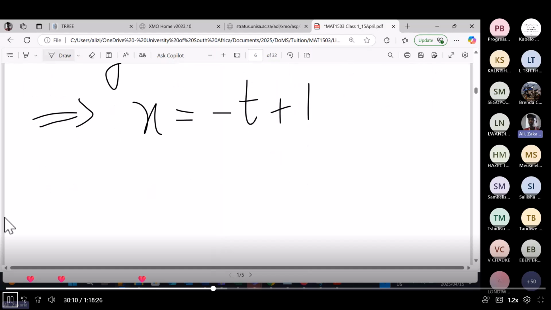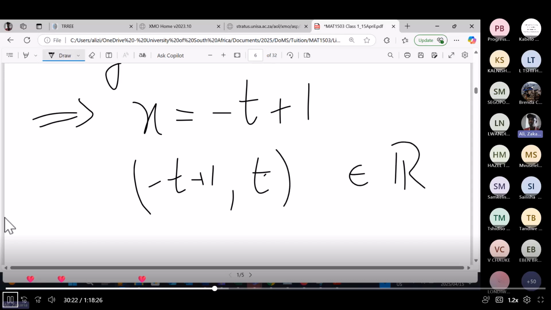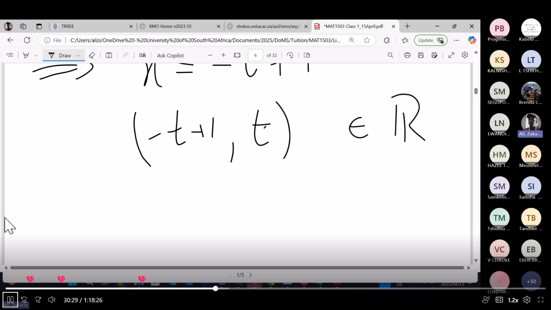Then our solution is going to look like this. It's going to be called a solution set. So first, if we try to write it in terms of a solution, it's going to be minus t plus 1, and then t, with t a real number. But because this is a family of solutions, there are so many of them, we describe a different specific notion for it. Then we call it a solution set.